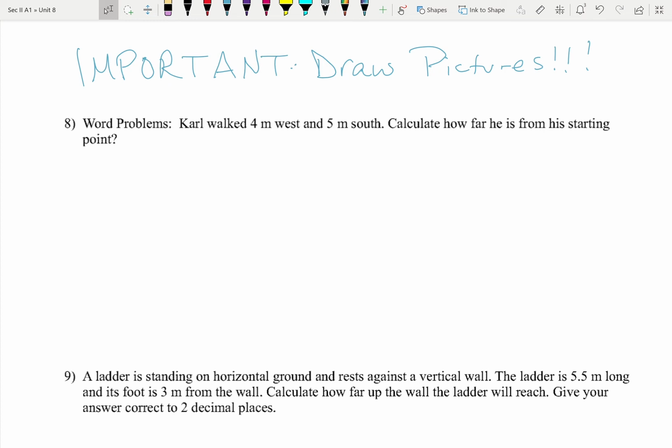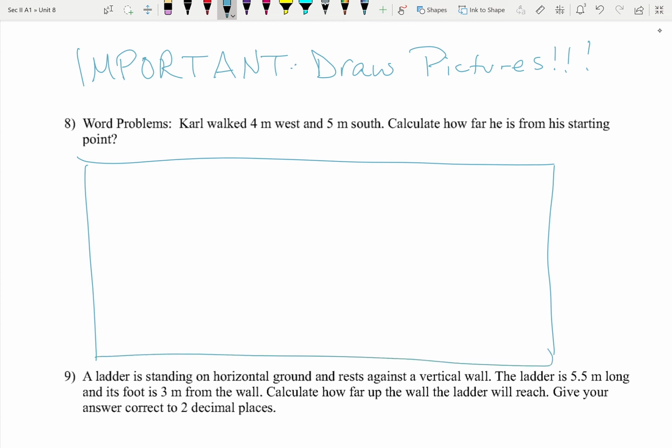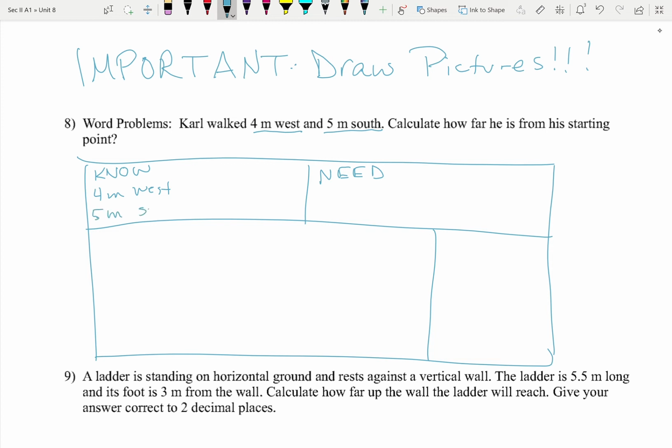So let's read through this first one. If you remember, we also have our word problem box that I introduced to you way long ago. So actually, I'm going to draw a giant one down here so I can review that reading strategy for you. So we list what we know and what we need. And then we do the work. Okay, so if I read through this, Carl walked 4 meters west, 5 meters south. Calculate how far he is walking from the starting point. So what do we know? We know that he went 4 meters west and 5 meters south.